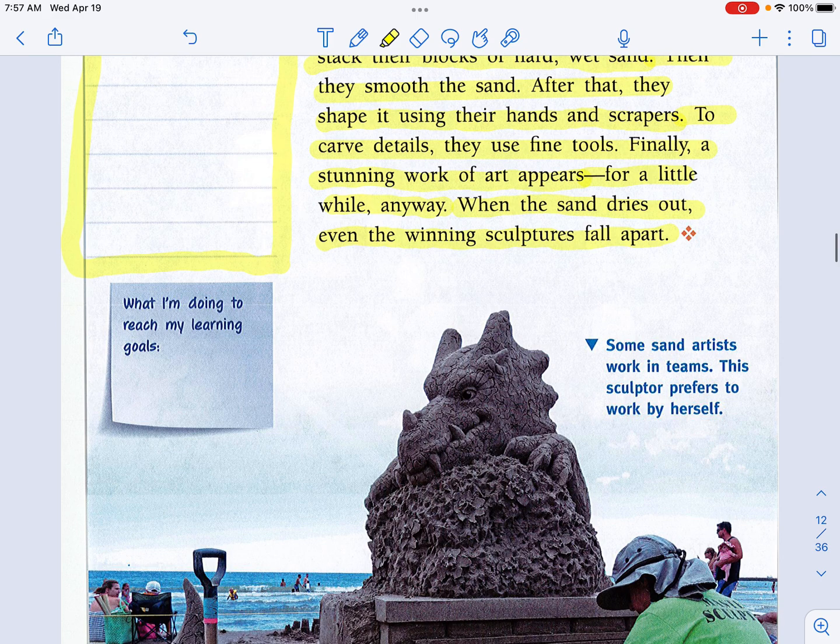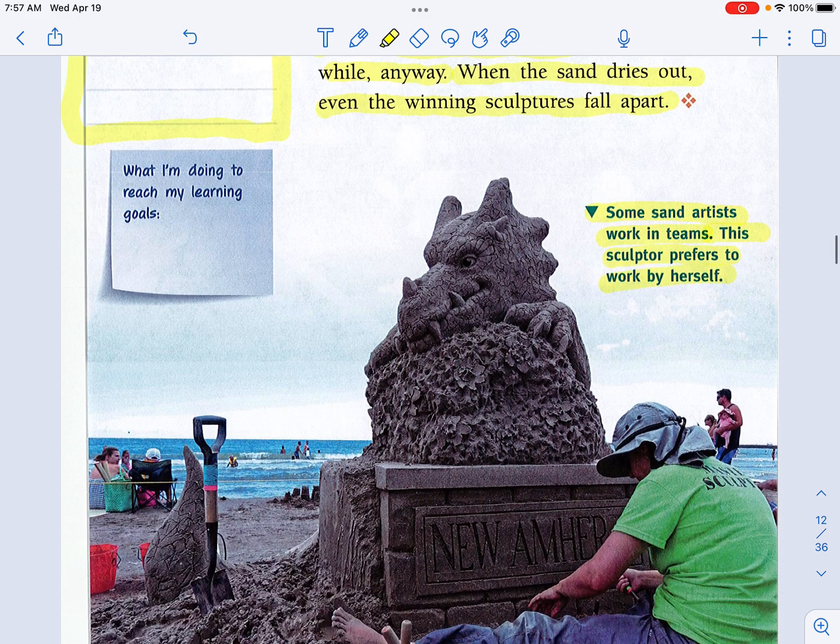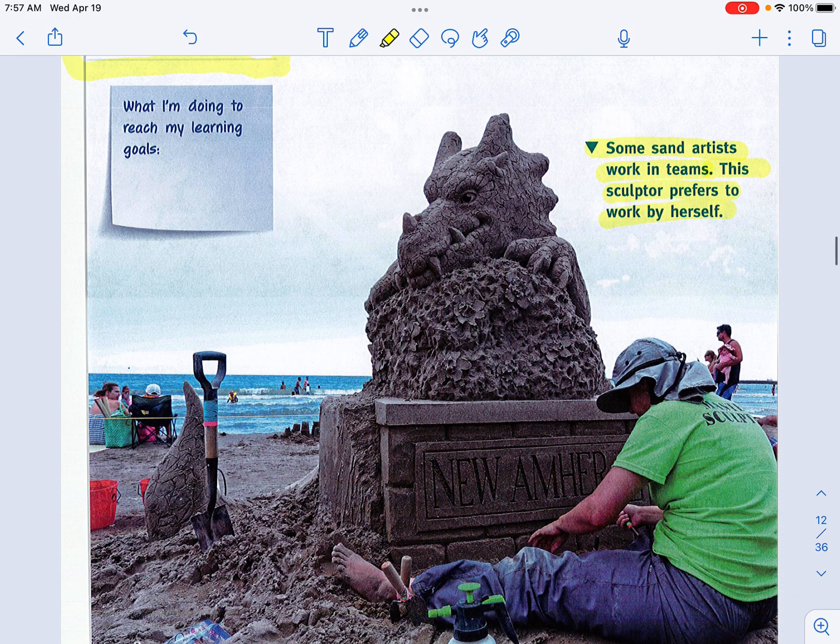Okay, let's look at the picture below. The caption says, some sand artists work in teams. This sculptor prefers to work by herself. If you were a sand sculptor, would you want to work on a team or would you want to work by yourself?